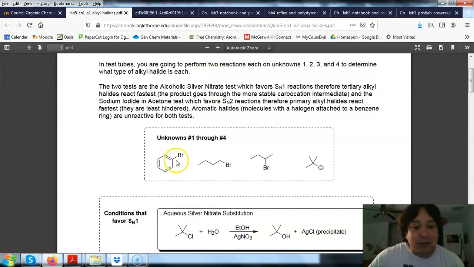What follows is that you don't make a carbocation at an sp2 carbon for an SN1 pathway. And a nucleophile does not attack an sp2 carbon for the SN2 pathways. So in both tests you would expect no reaction, even if you heat it and leave it in heat for more than 5 minutes. There should be no reaction with this bromobenzene.